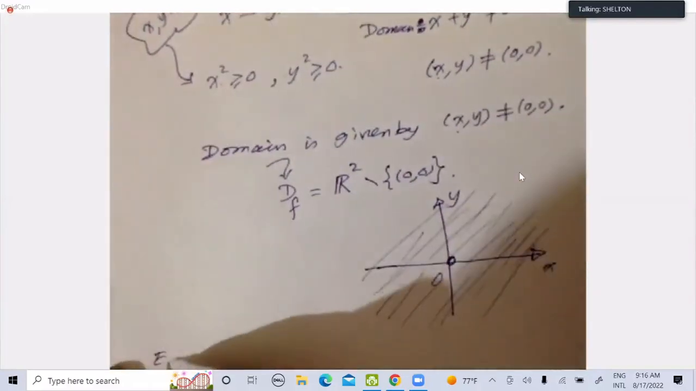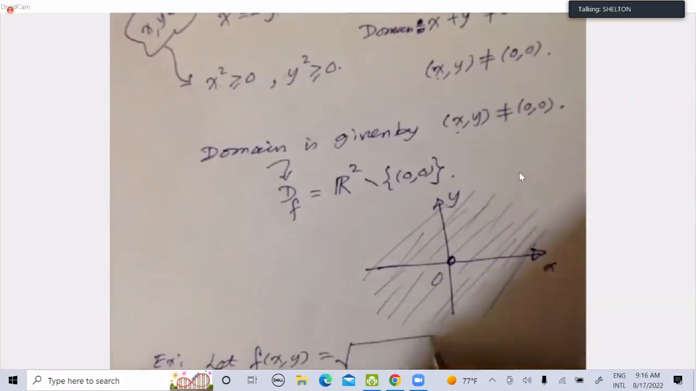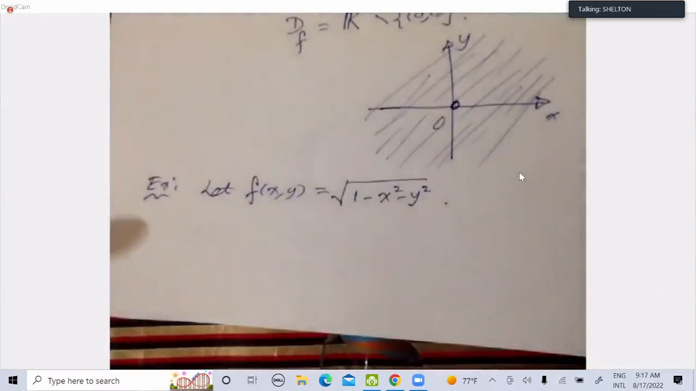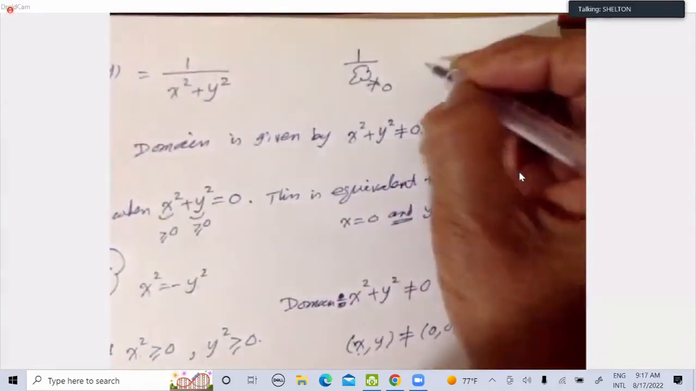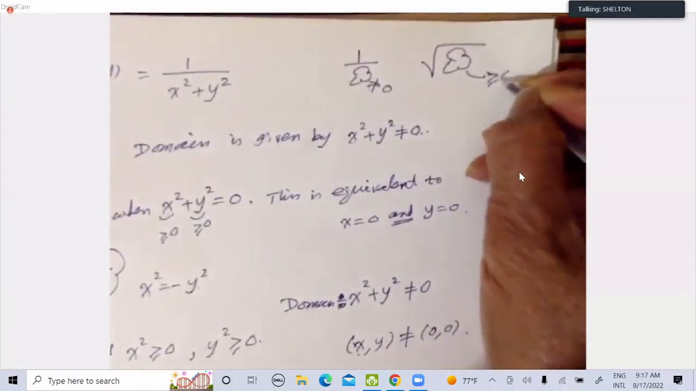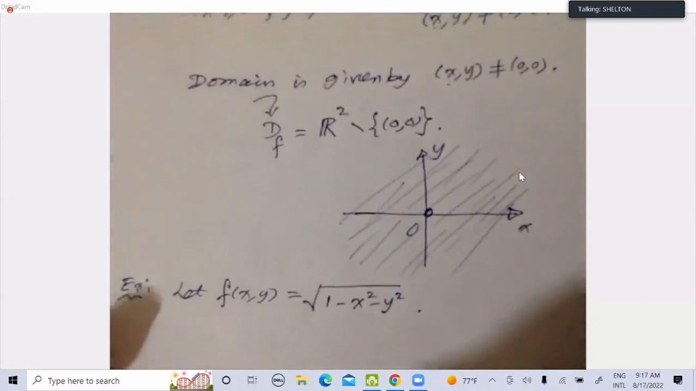Next example. Let f of x y be the square root of 1 minus x squared minus y squared. Tell me the domain of this function. For one variable, finding domains, we said if you have 1 over something, that this should not be 0. If you have square root of something, inside must be greater than or equal to 0. Otherwise, you won't get a real number. No? Can somebody describe the domain of this function?